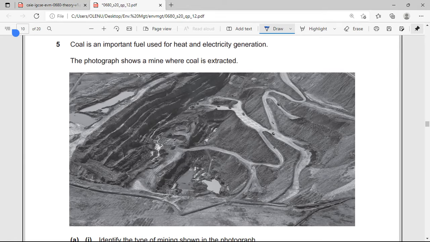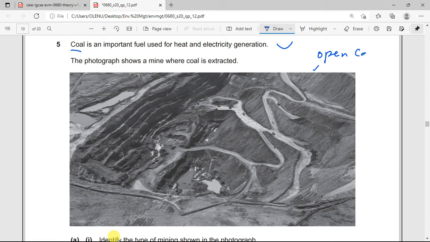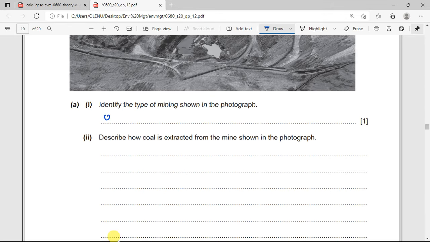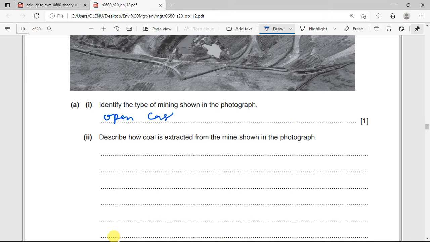Now, the next question here is, coal is an important fuel used for heat and electricity generation. Yeah, we know that. Now, the photograph shows a mine where coal is being extracted. First, you should know that this is an open cast mine. So what is going on is surface mining. So the question now is, identify the type of mining shown in the diagram. Open cast. It's an open cast mine.